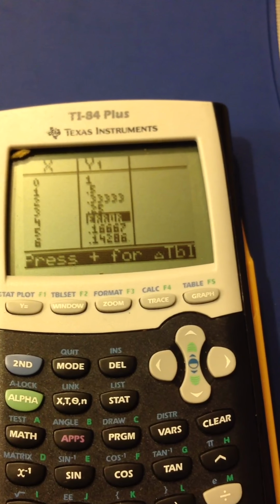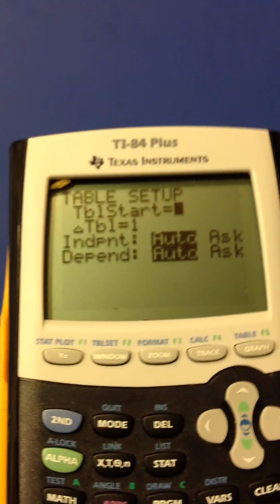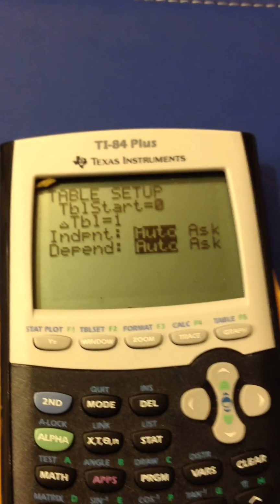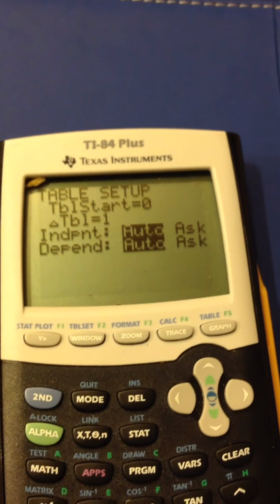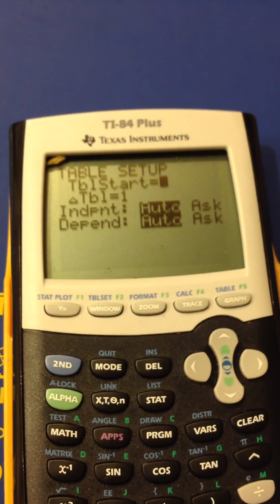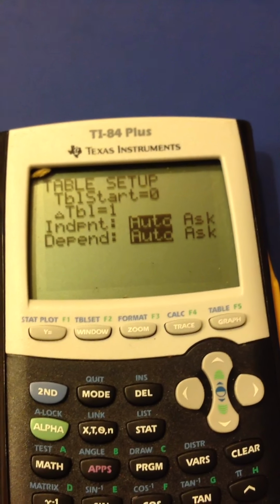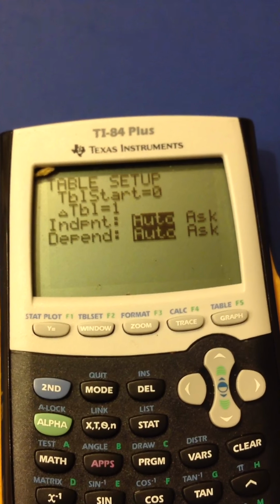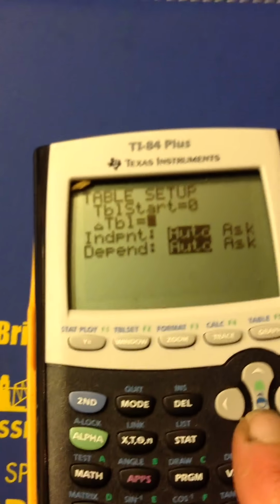Okay, check it. We're going to hit second and then F2. That's table setup. So second is here, table setup. Now, it tells me where the table is going to start. Here, I'm starting at 0. And see that little triangle in front of the table equals 1? Well, that tells me what the change in the x value is going to be. So if I look at it at every 1, I'm going to be taking x is 1, x is 2, x is 3.